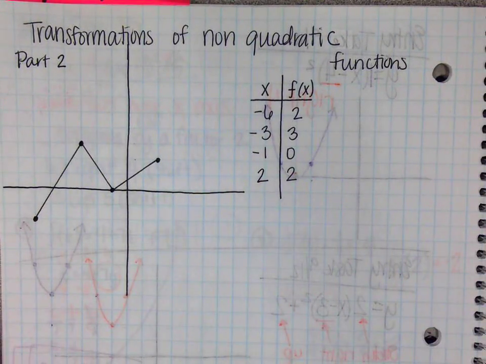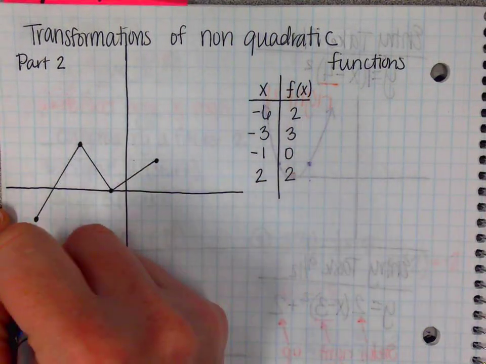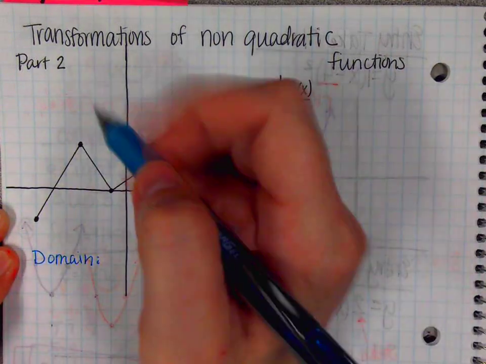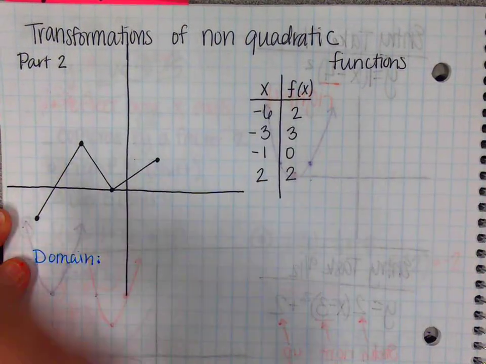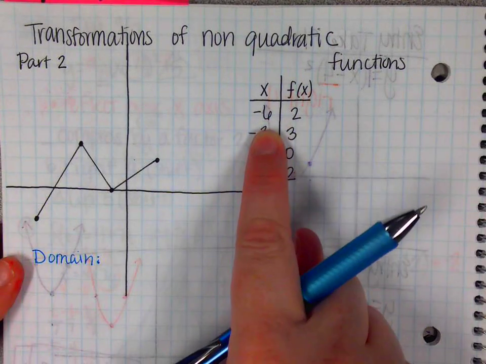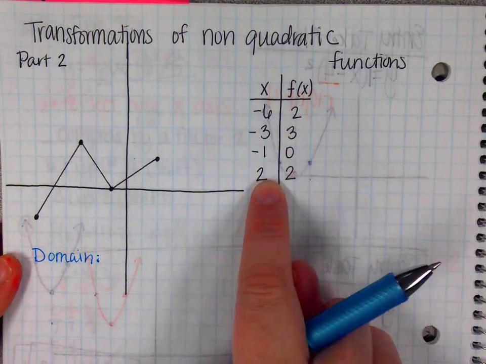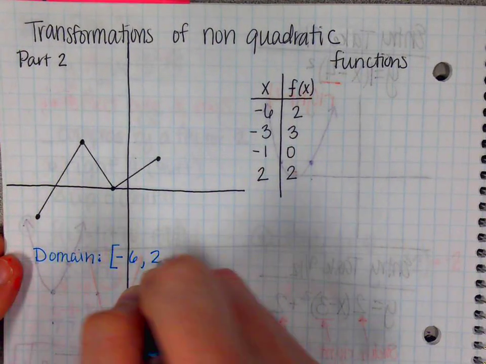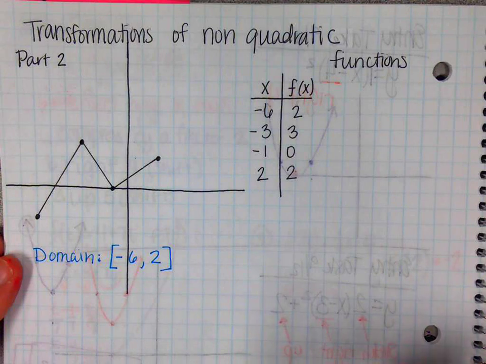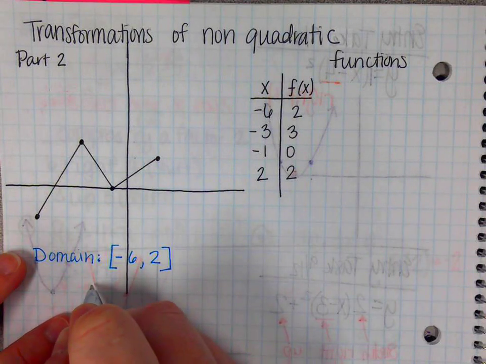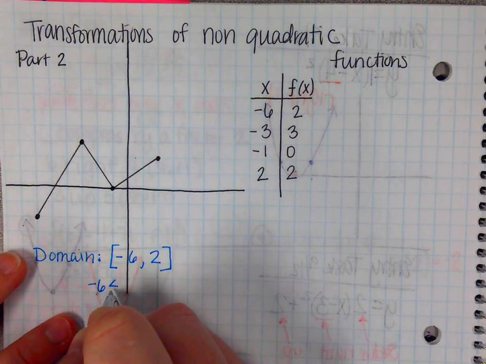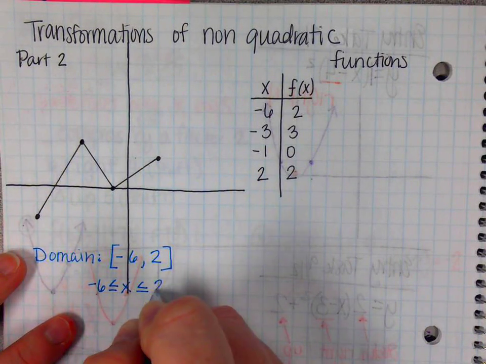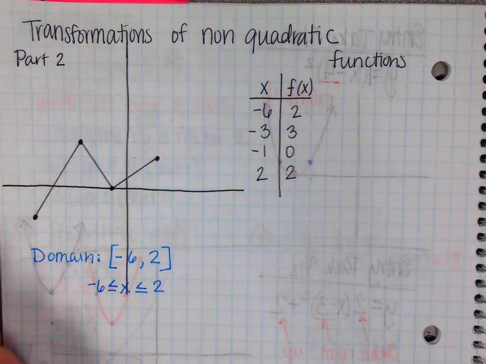You needed to find the domain of the original function. Notice domain is talking about x values. So if I look at all these x values right here, they go from -6 to 2. So you can say -6, 2. Or if you wanted to write it as an inequality, you could say -6 is less than or equal to x, which is less than or equal to 2. That means the x values are between those two.